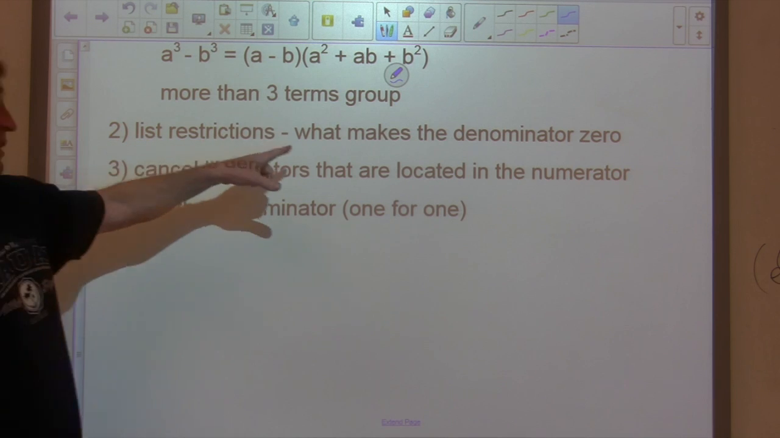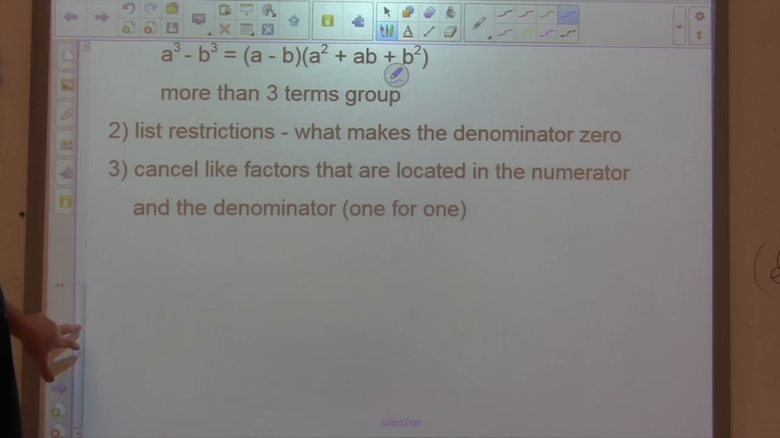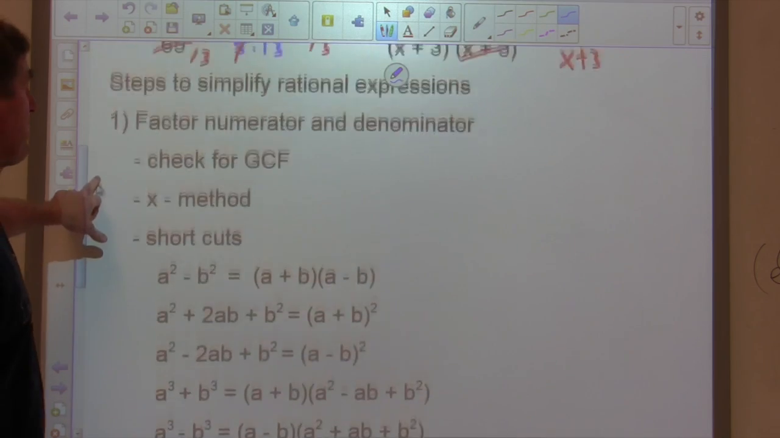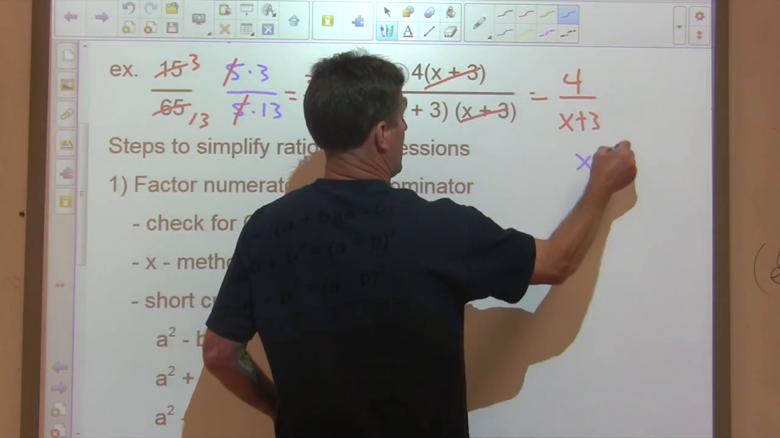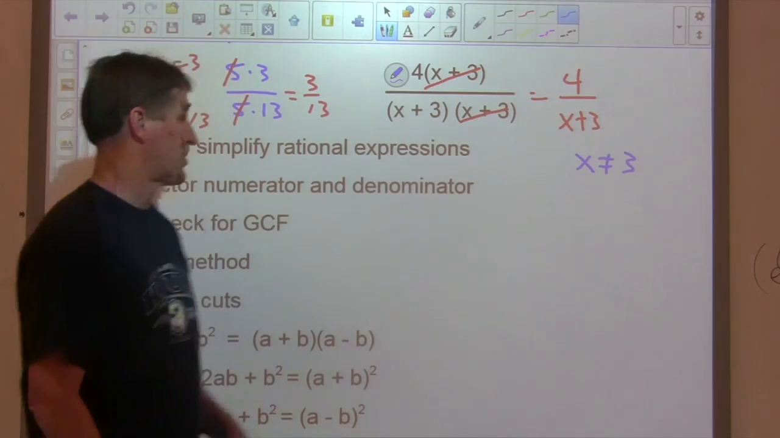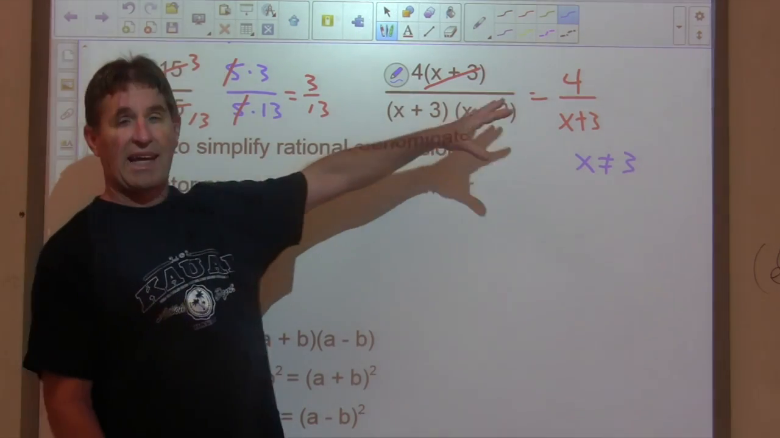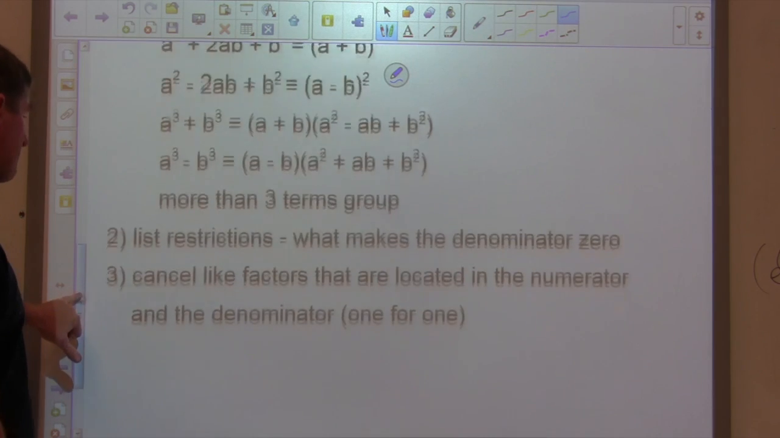Then you should list restrictions. That's what makes the denominator 0, because we can't divide by that. So if we went back up to this problem up here that we just did, our restriction would be x cannot equal 3 because it makes the denominator 0. I like to do it before I cancel anything. That way I don't forget to make a list of something.